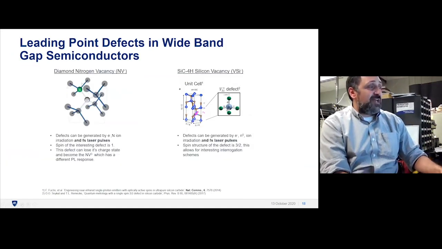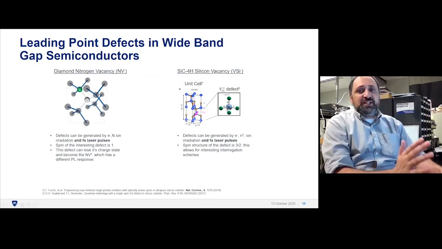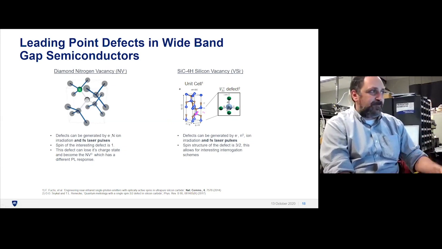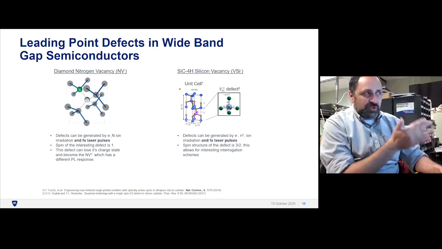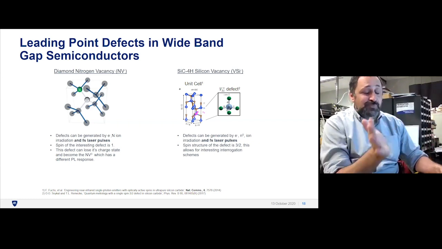So I mentioned the diamond nitrogen vacancy. There's 2 leading defects for this field, and I'd say the real leader is the diamond nitrogen vacancy. It's been studied since 1997, so that's like 23 years. It's been known about for decades before that, but I'll show you the paper where they showed this phenomenon first. It's a beautiful paper.